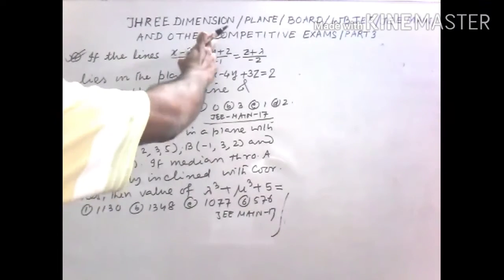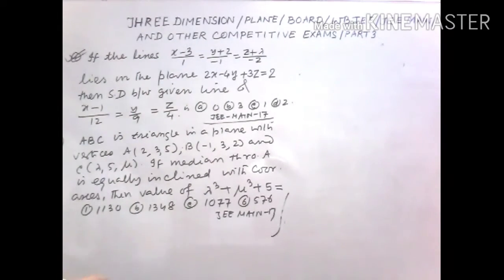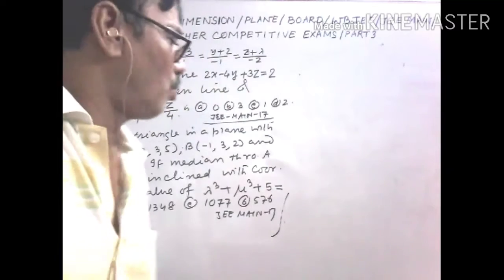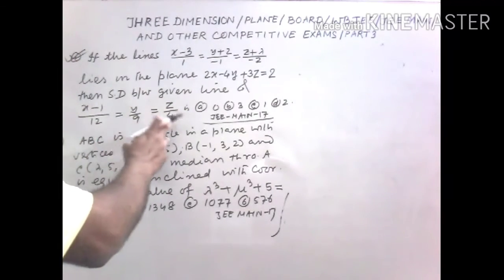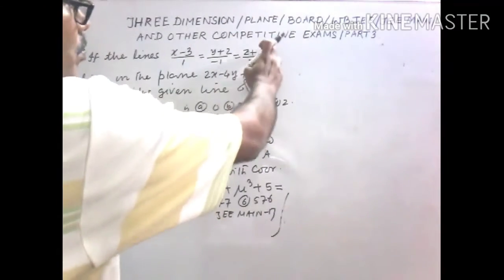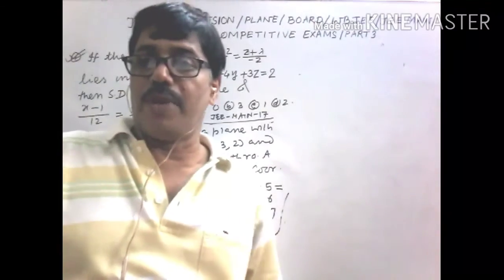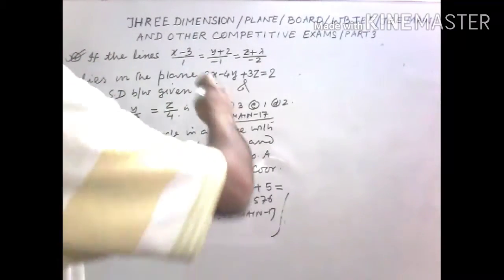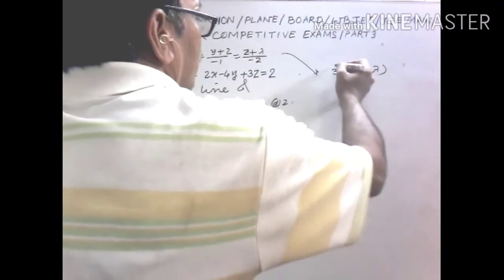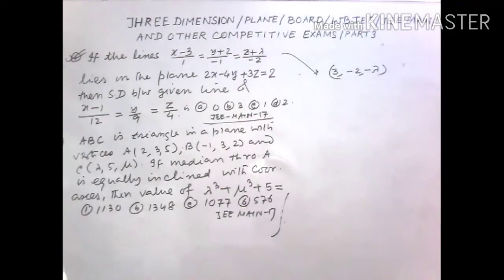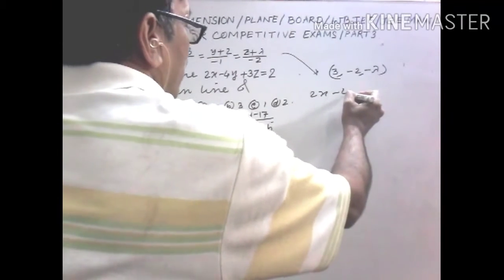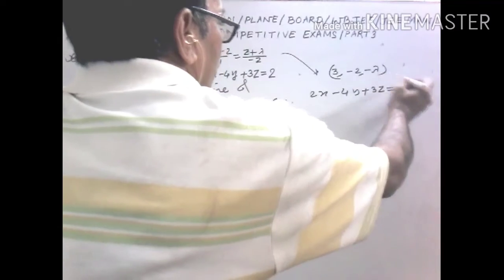If the line lies in the plane, look here, our main aim: we can find shortest distance between two lines when they are given in normal form. This is in symmetric form, this is also symmetric form, but lambda is not known. So our main aim will be to find lambda. Now any point on the line is 3, minus 2, minus lambda. 3, minus 2 lambda is a point on the line and it lies in the plane.